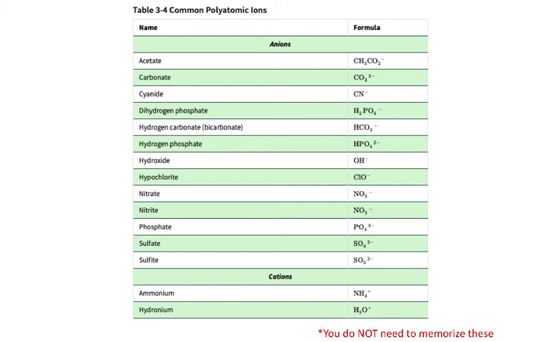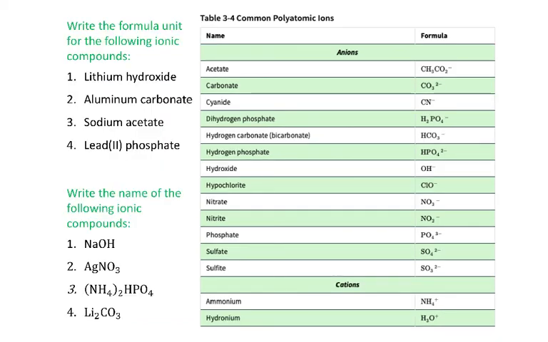So let's practice naming, just like before. So we're going to, given the name, write the formula unit. Given the formula, write the name. Okay, lithium hydroxide. So you can look at the table, find hydroxide. It's OH-, and lithium is Li+. So we have LiOH. By the way, you should pause and fill this out yourself.